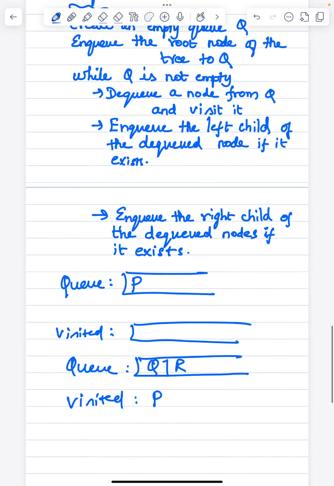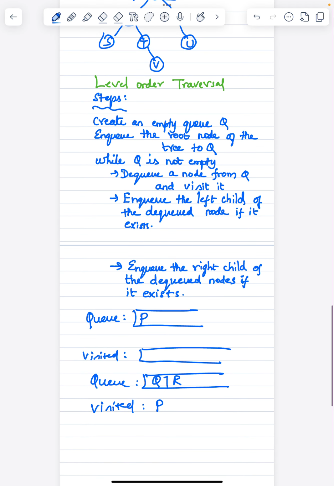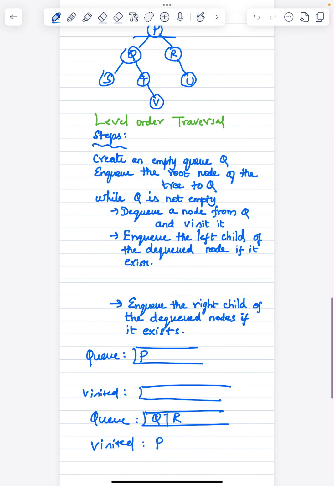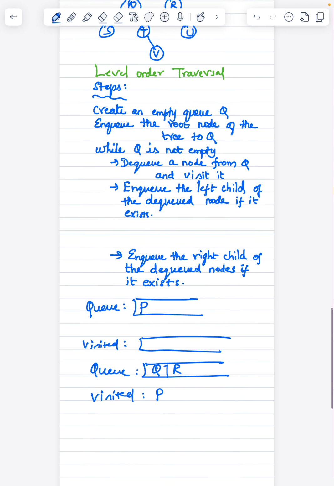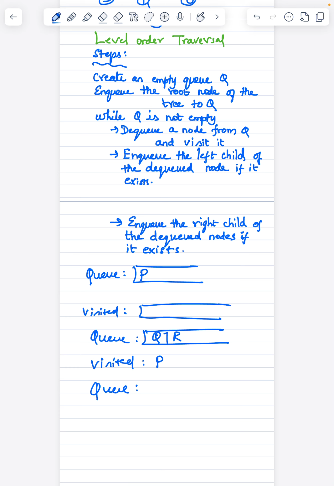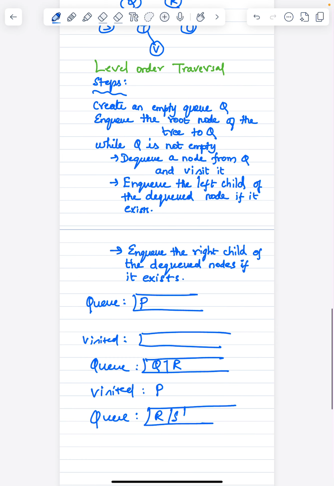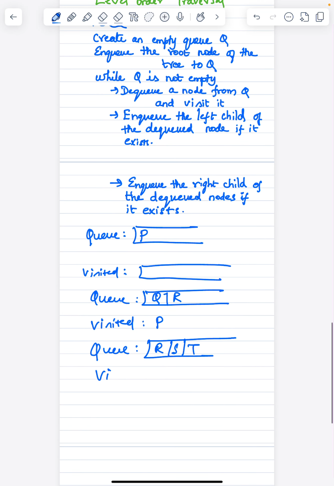Now what is there in the queue? Q. What are Q's adjacent nodes? They are S and T. Now we have to visit Q. So how will the queue become? The queue will become R, S and T. Visited will become P, Q.